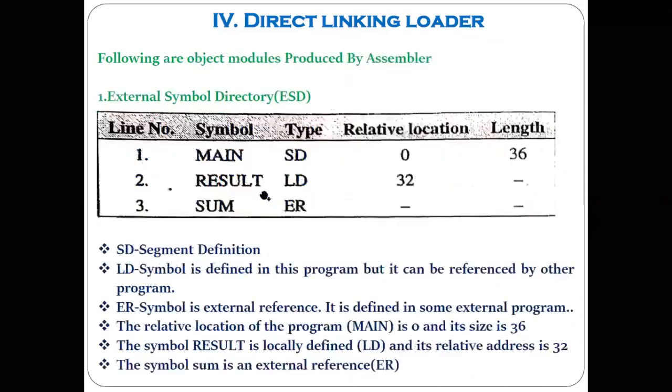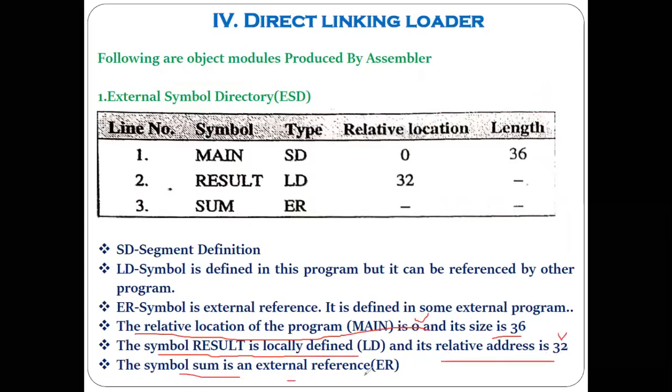Okay. Also the relative location of main is shown, that is starting from 0 and its size is 36. The symbol result is locally defined and its relative address is 32.